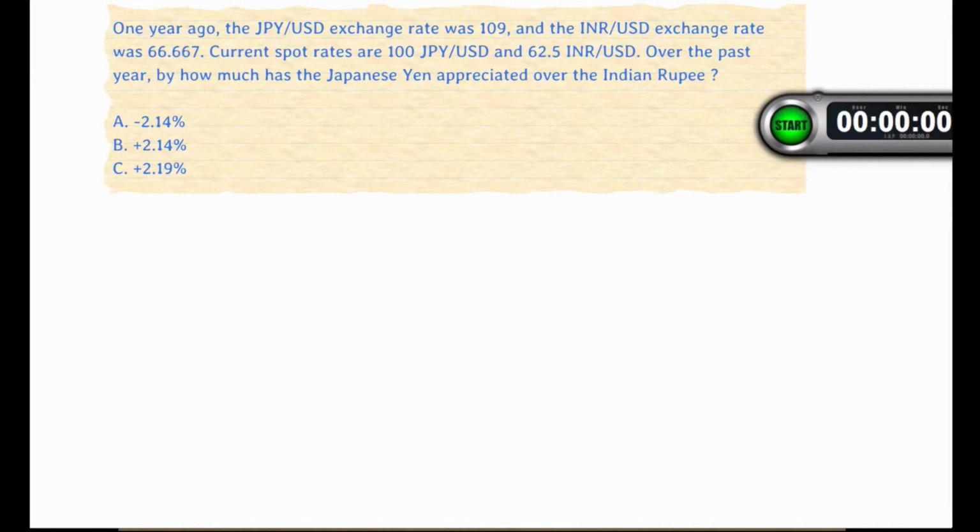So we're presented with the exact same scenario in this problem, and we're asked to calculate the percentage by which the yen has appreciated over the rupee. Remember that in order to compute percentage appreciation or depreciation, we must have the currency that we are measuring in the denominator as the foreign currency. So we must end up with a quote of INR over Japanese yen.